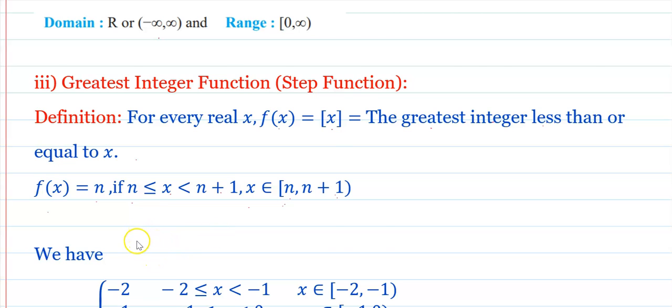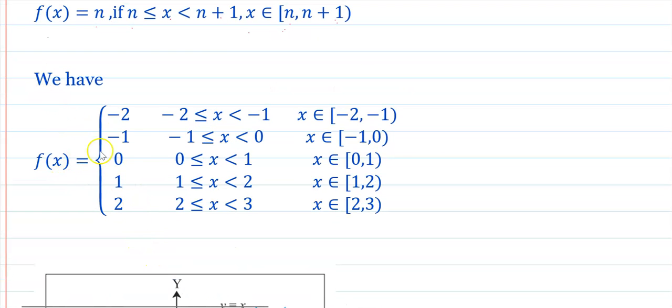Here we have one more example. F of x is equal to minus 2 when the value of x lies between minus 2 and minus 1, x belongs to closed minus 2, open minus 1. F of x is equal to minus 1 when x lies between minus 1 and 0, x belongs to closed minus 1 and open 0. F of x is equal to 0 when x lies between 0 and 1, x belongs to closed 0 and open 1.